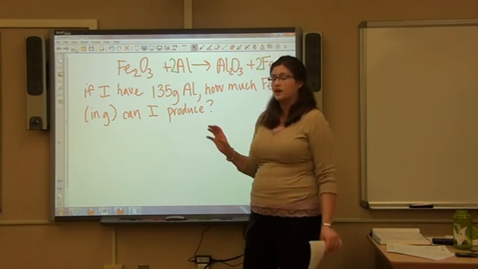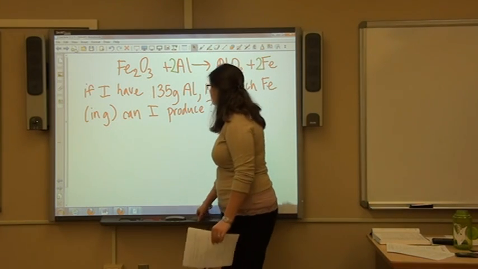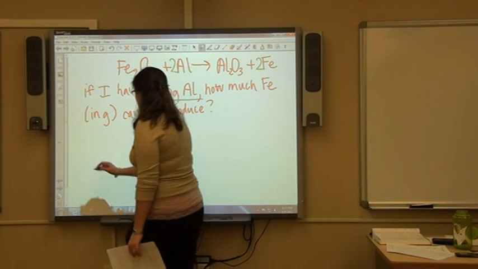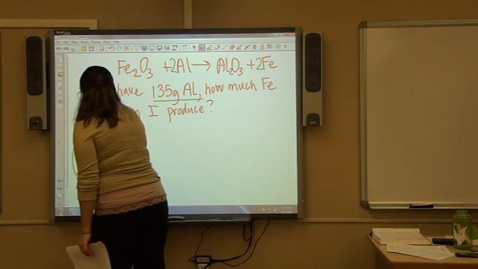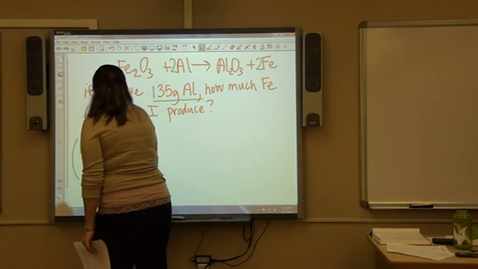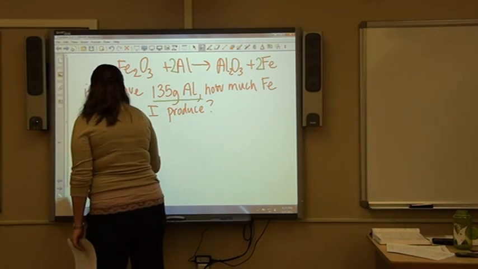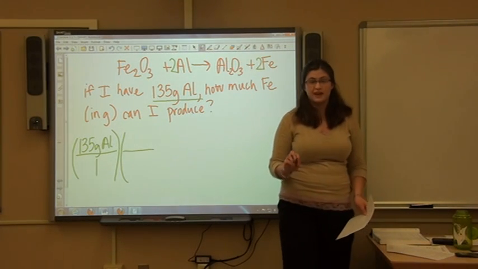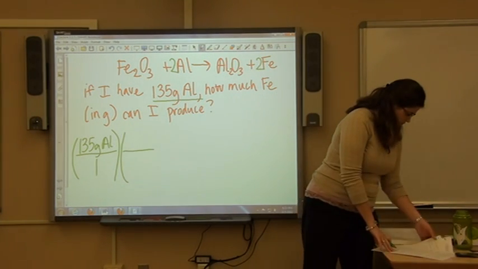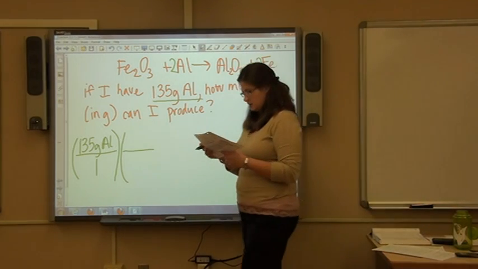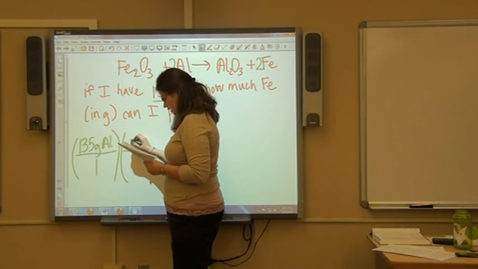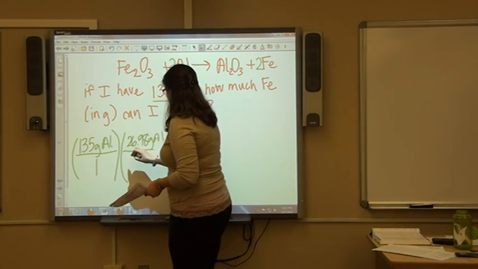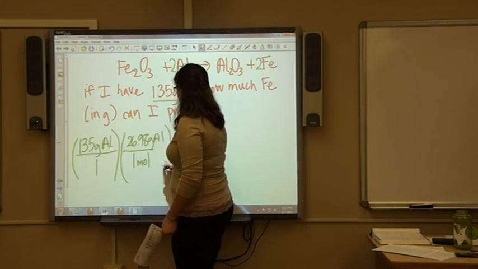So we're going to start at the very beginning with what we know. This number right here. Okay, so let's start way over here with 135 grams of aluminum. Oh, this is an easy problem. Calculate the molecular weight of aluminum. Looking on my handy dandy periodic table, I come up with 26.98 grams of aluminum per 1 mole.